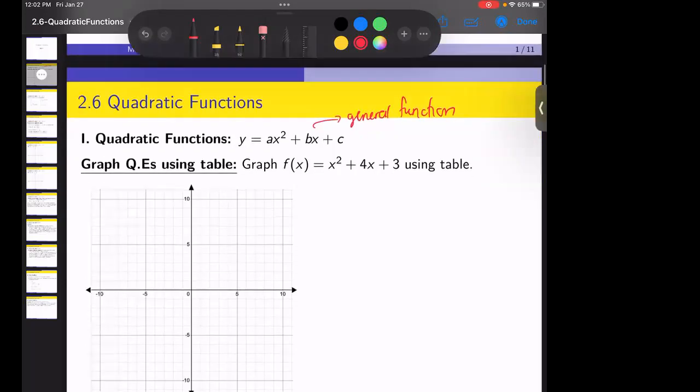So if I give you a function and I ask you to graph it, the easiest way is to use a table, right? Plot points. You give some values for x, calculate y, and then you plot it out. That's your notes, 2.6.